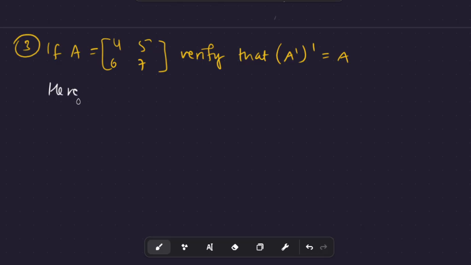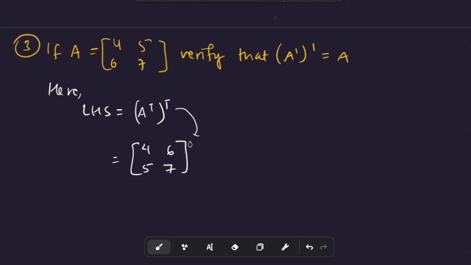So for this, we need to take the LHS. LHS is A transpose whole transpose. Let's find the transpose of A first. It is 4, 5, 6, 7. Now we can write 4, 6, 5, 7. This is A transpose. This 4, 6, 5, 7 is the transpose of A, that means it is the value of A power T. Now again power T is there.